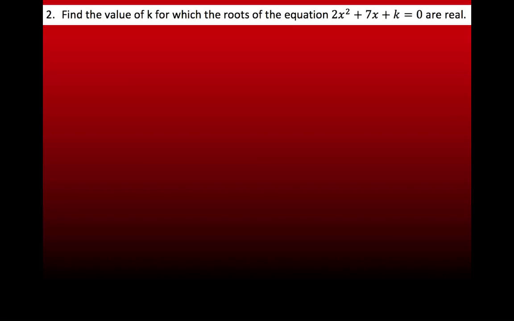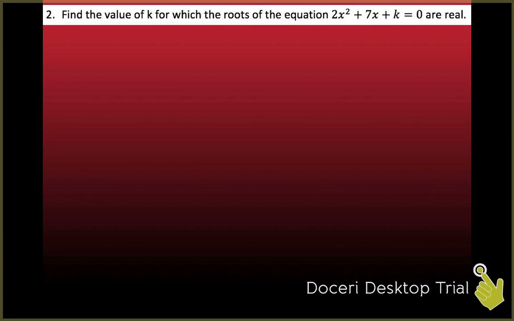Example number 2. Find the value of k for which the roots of the equation 2x squared plus 7x plus k are real. So we again want to know what is A, what is B, what is C. A in this case is 2, B is 7, and C here is actually going to be a variable still. It's going to be k.